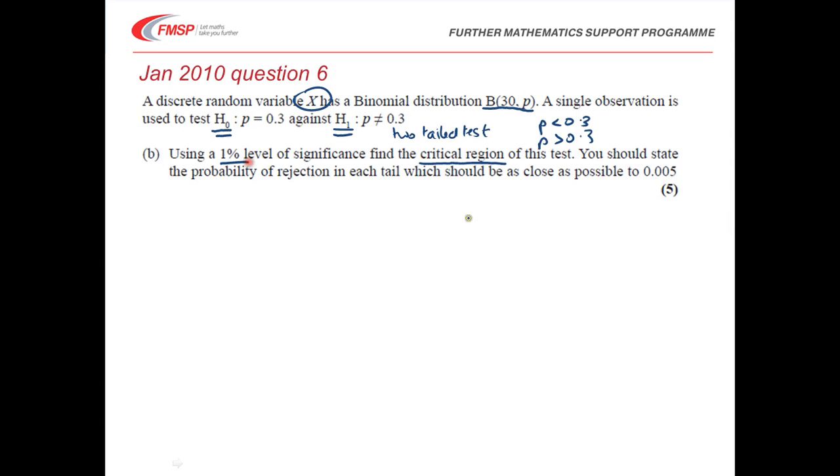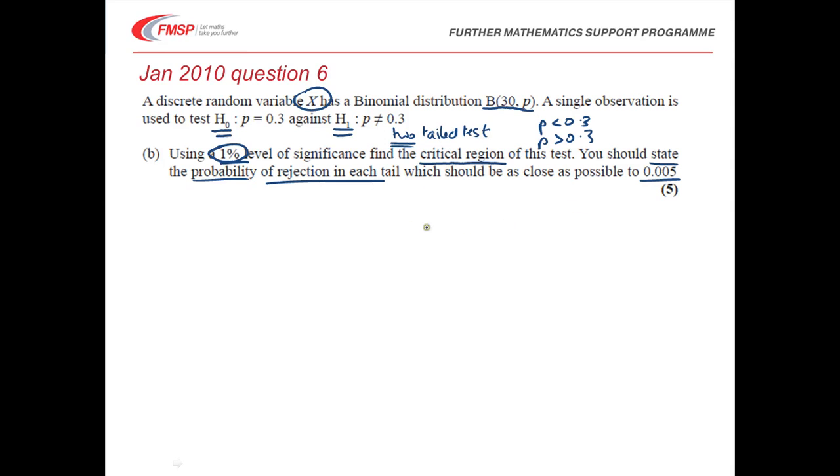Now we're asked to find this using a 1% level of significance. We're asked to state the probability of rejection in each tail. If you don't do that, you'll lose marks. And we need it to be as close to 0.005 as possible. Notice that's half of 1%. So we're splitting the 1% significance level in two because we're dealing with a two-tailed test. So it's worth 5 marks. So let's show you as we go along how we get these marks.